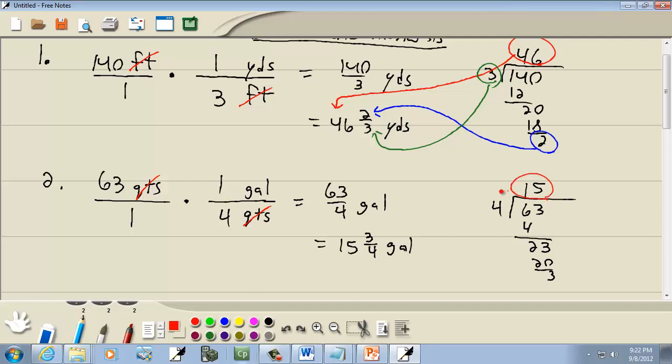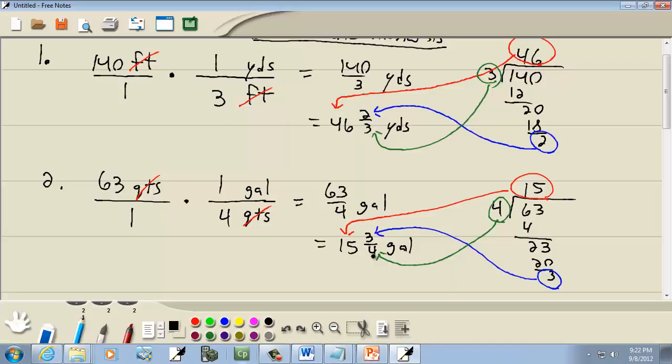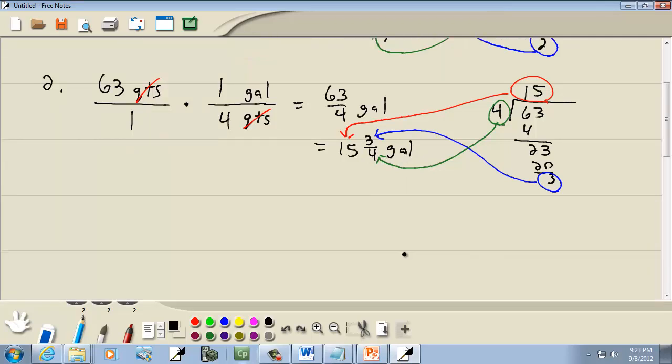Again, whatever number's on top is what goes out in front. Whatever your remainder is, the number on top, your fraction. And whatever you're dividing by is what goes right here. Now the book does something a little bit weird there. They'll write part of it in gallons and part of it in quarts. Well, as far as I'm concerned, if it says convert those quarts to gallons, this is in gallons. You don't put part of it in quarts. But I thought I'd point that out, so let me see what the book does.